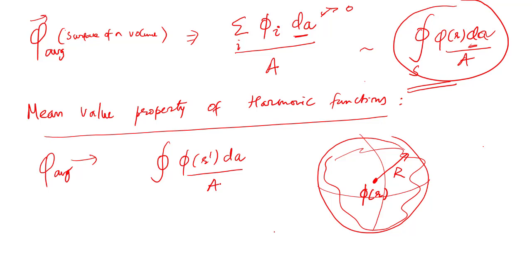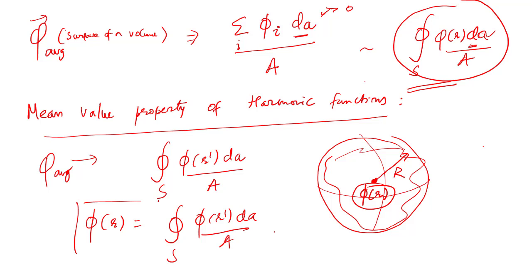So the mean value theorem posits that phi at the center of the sphere, phi of r, is equal to this average over the sphere. That's a property of harmonic functions.